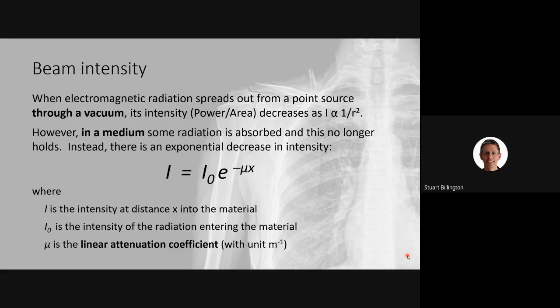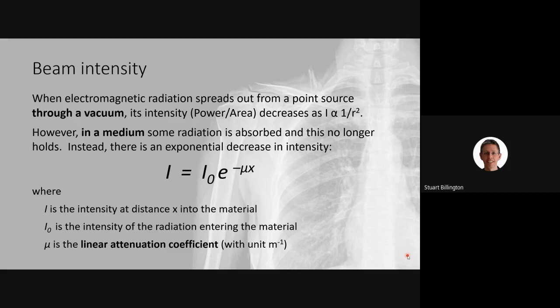What we're saying is that I0 is the intensity that is arriving on the surface of the material, in this case, human body tissue. So if you were to place a detector not behind the human body, but on the surface of the human body, I0 would be the intensity that's measured.